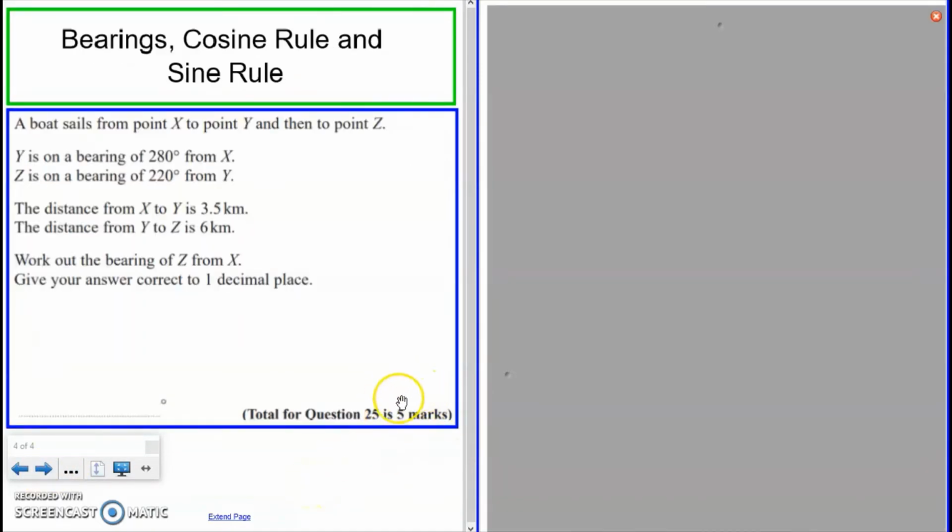This is a 5-mark question which involves the topics of bearings, the cosine rule, and also the sine rule. It gives you a lot of information in the question, and you probably want to start your answer by putting that information into a sketch or a labeled diagram. Could you read the question carefully, pause the video, and have a go at this challenging grade 9 question?